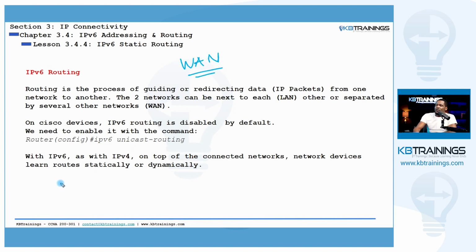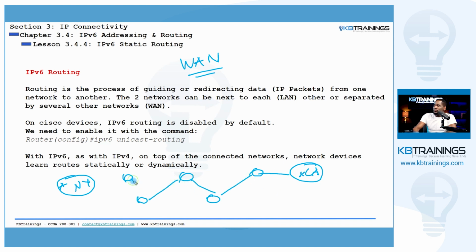Let's say we have our office here in, let's say, New York, and we have another office in LA. So we have a service provider or an ISP that's going to give us connectivity to get to our office in LA. So these different routers should be able to guide or redirect our packets from network to network to LA and back. So that's the routing process, and we have different ways that we can figure out how to guide this packet from the origin to the destination.